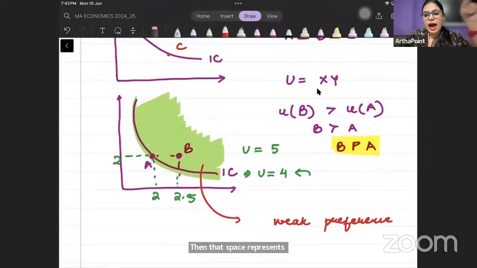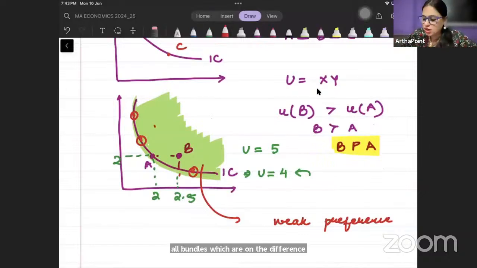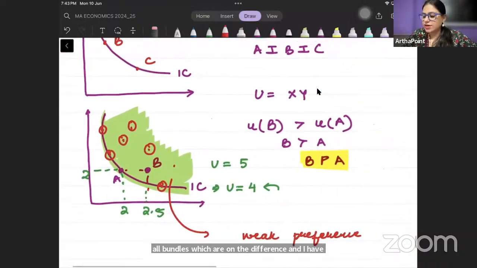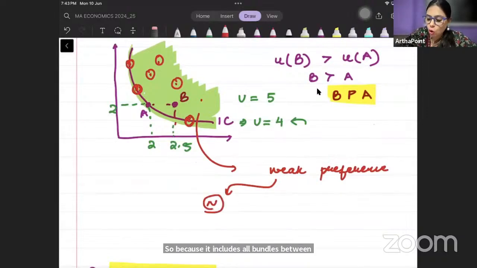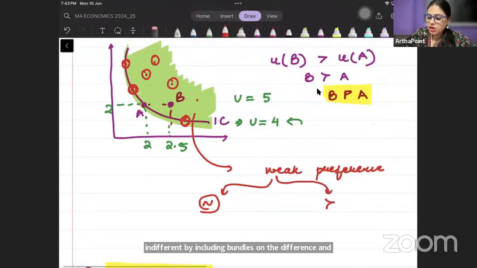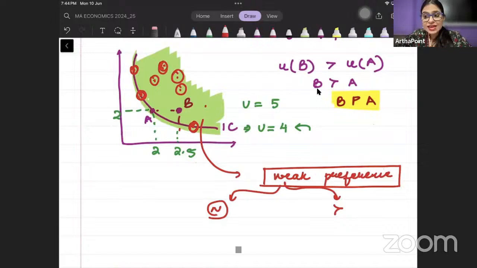Why weak preference? I have included all bundles which are on the indifference curve, and I have included all bundles which are above the indifference curve also. I have taken all this shaded area. Because it includes all bundles between which I am indifferent, by including bundles on the indifference curve, and those bundles which are preferred, by including bundles above the indifference curve, I have made a weakly preferred area. So the weakly preferred region is IC and above IC.